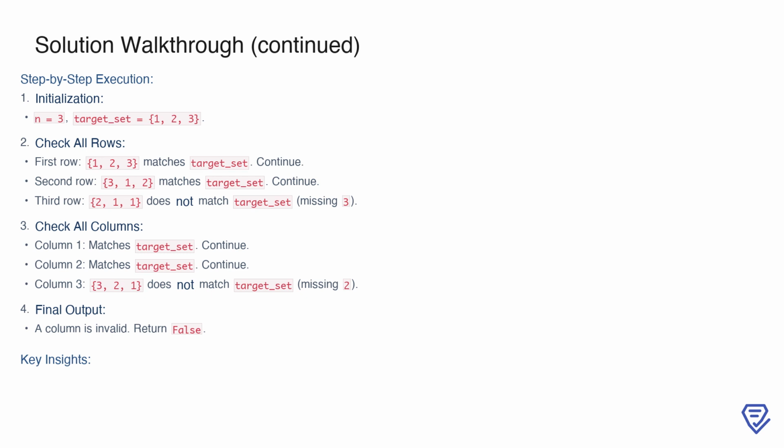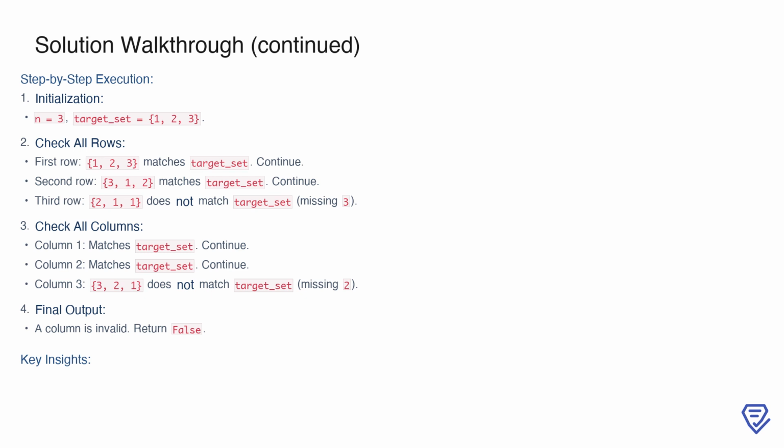Even though we've identified a row issue, let's check the columns for completeness. The first column results in the set 1, 3, 2, which is valid. The second column gives 2, 1, 3, which is also valid. Finally, the third column produces 3, 2, 1, which is invalid, as the number 2 is missing.